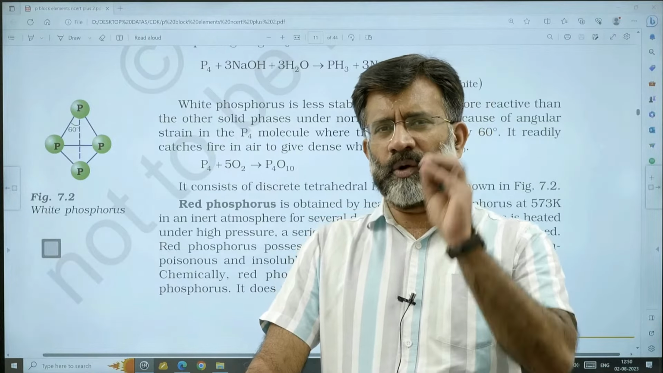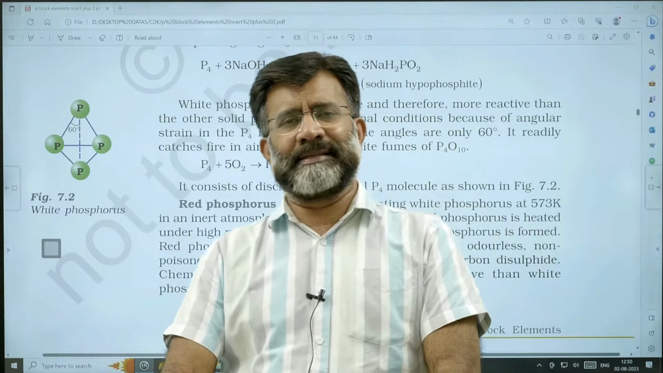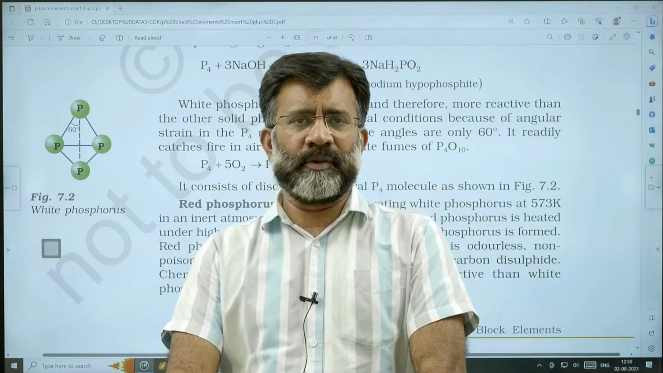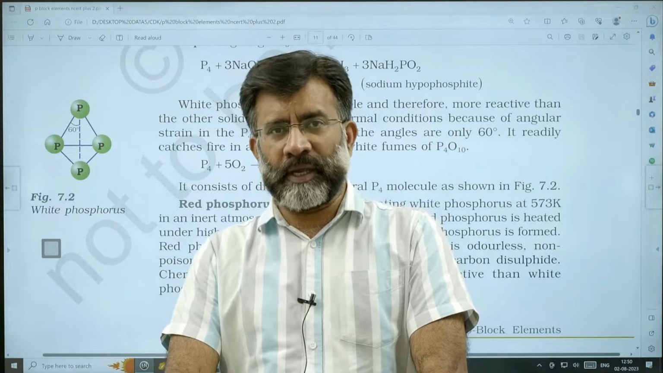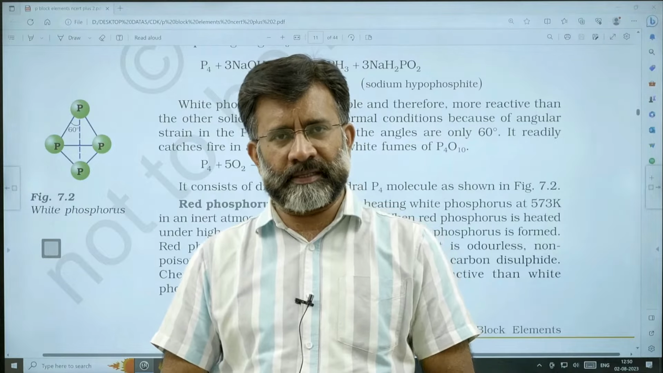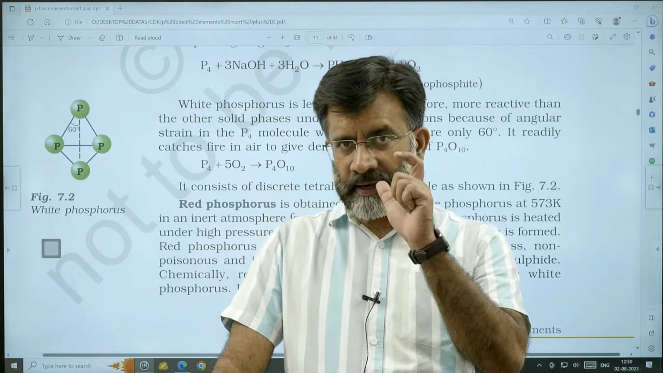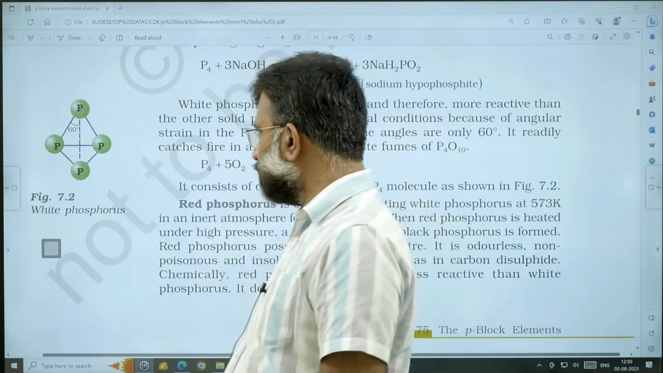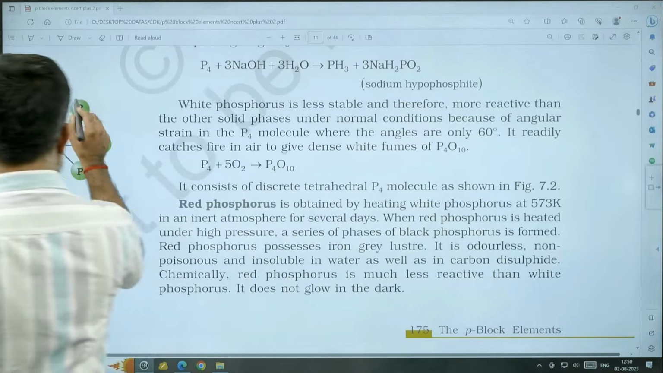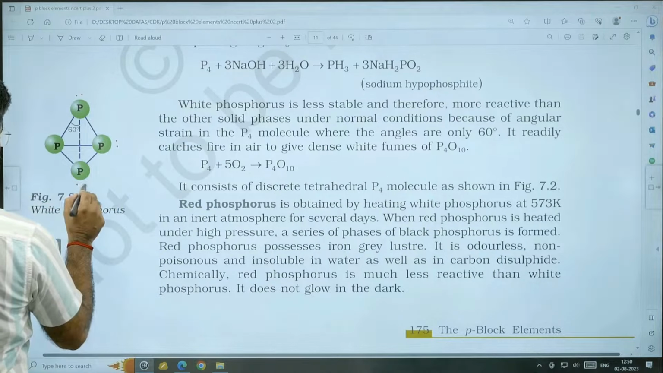Due to that low 60 degree bond angle, there is great strain and the molecule is highly reactive. So white phosphorus is the least stable allotropic form of phosphorus and is highly reactive due to that. And each phosphorus will carry a lone pair of electrons.